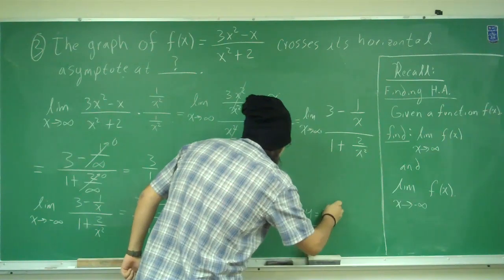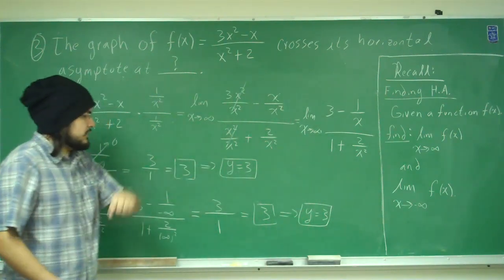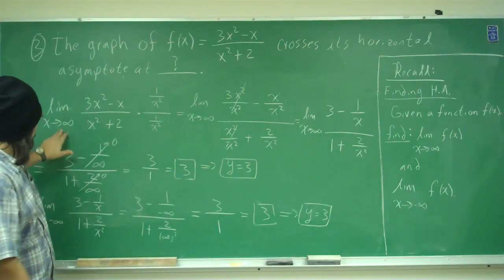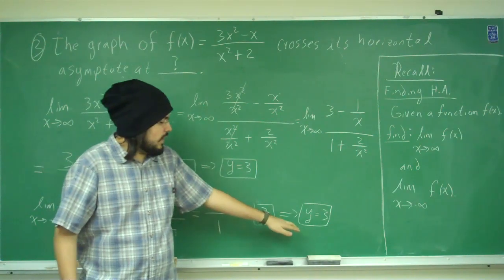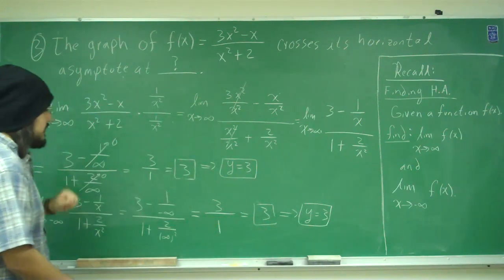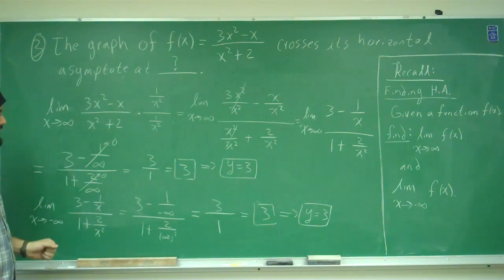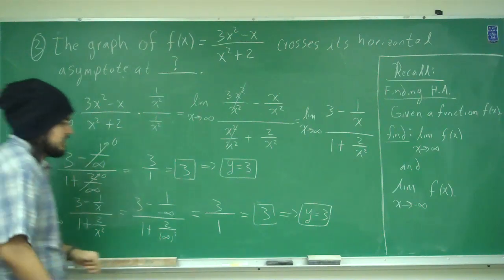So it looks like there's only one horizontal asymptote, y equals 3, because we got y equals 3 as the limit goes to positive infinity, and we got y equals 3 as the limit goes to negative infinity. So the only horizontal asymptote we have is y equals 3. Alright, good.